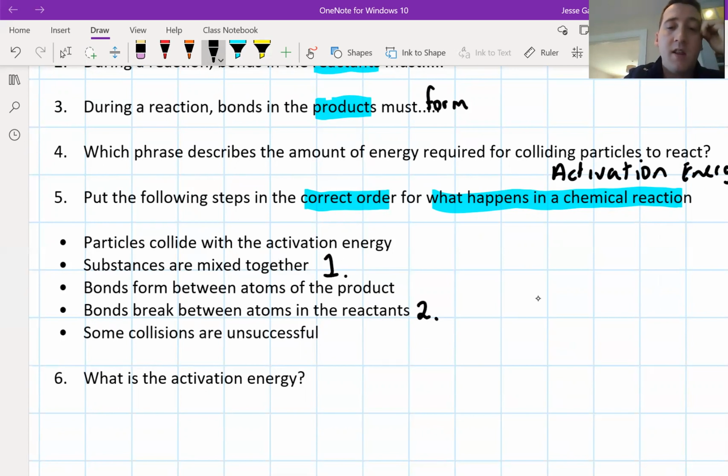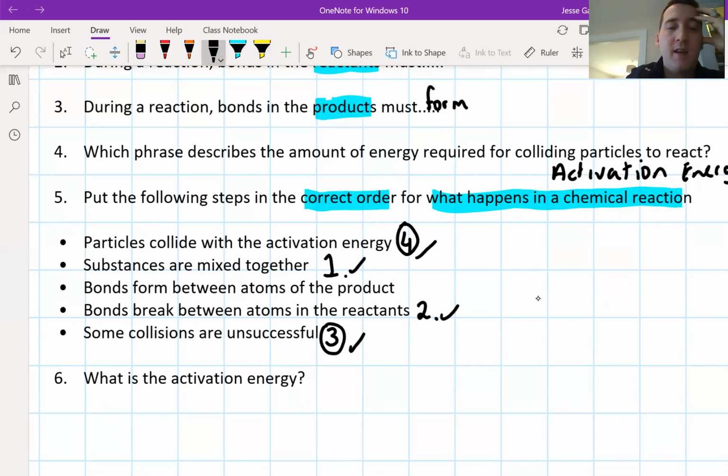Okay, the next thing is that the particles collide with the activation energy. That's number 3. The next thing is that the bonds form between, oh, sorry, no, actually, I've missed one, haven't I? So bonds break between the reactants is number 2. Some collisions will be unsuccessful would be number 3. And particles collide with the activation energy is number 4. You could probably reverse them. If you've got them in the other order, then that's okay. But this is 1, this is 2, and then these 2 are 3 and 4. It doesn't really matter if you wrote them in the other way.